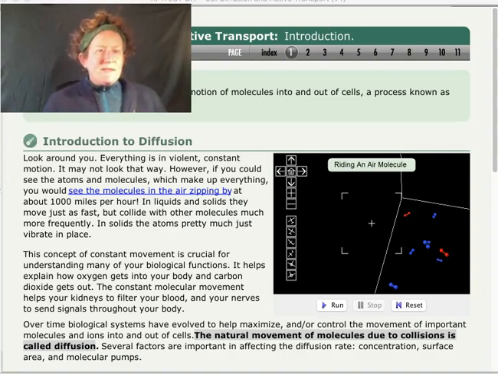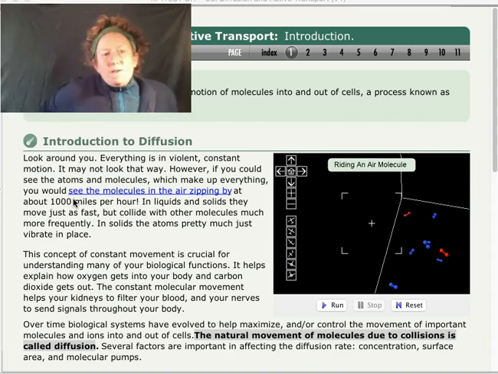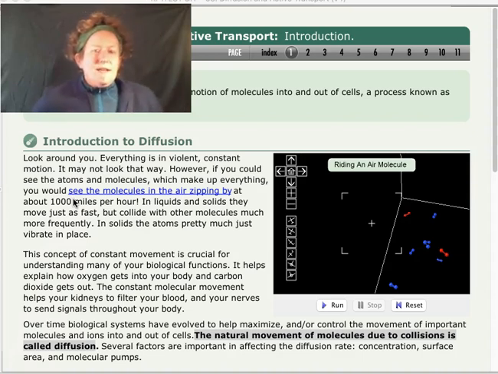Hello, biologists. Let's talk about diffusion, osmosis, and active transport. And we'll also talk a little bit about something called facilitated diffusion or facilitated transport. But let's start off with diffusion.